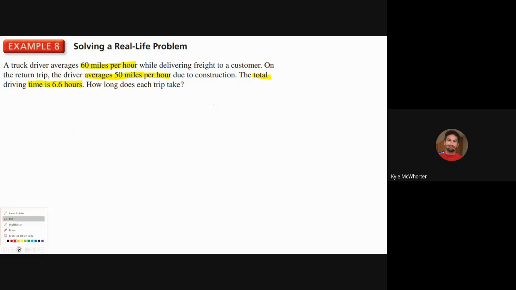Okay, let's figure out what we know and what we need to know. We know the rate on the way there. This is the rate on the way back. We have a total time. And there was a certain distance that they went, right? And it was the same in both directions. So we're going to be using the formula D equals RT.